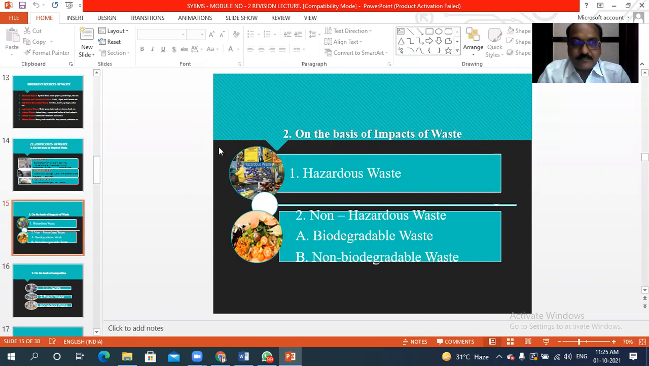non-biodegradable waste. Biodegradable waste, dear students, is the waste we generate from our home, that is wasted food and vegetable waste. That is biodegradable material. Non-biodegradable is plastic and glass. So this is non-biodegradable material. That's why at the time of using this material, we have to use it very carefully.